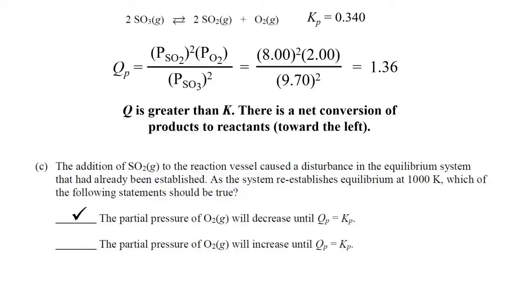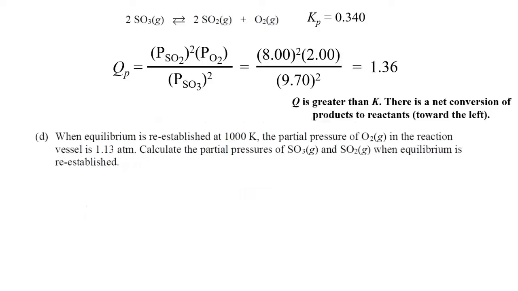So right now, the pressure at the moment the stress occurred, the pressure of O2 is 2 atmospheres. Take a look at part D. It says when equilibrium is reestablished at 1000 kelvins, the partial pressure of O2 in the reaction vessel is 1.13 atmospheres. See, it did decrease.